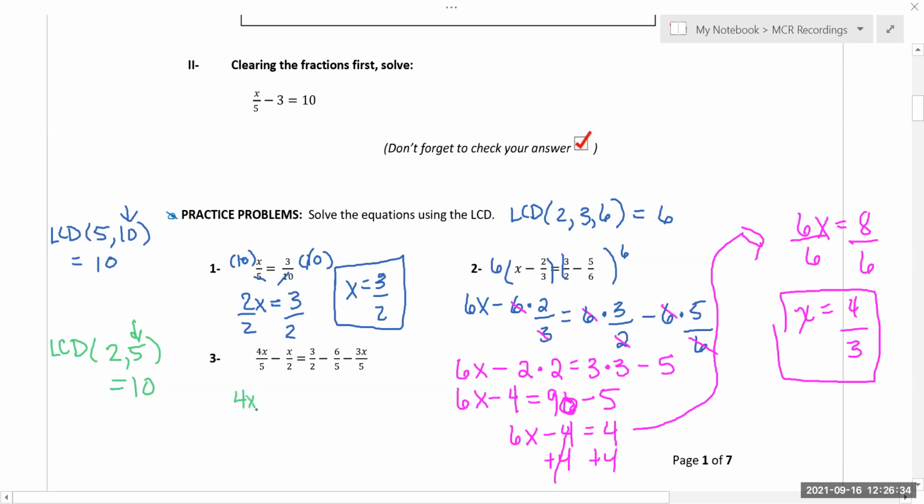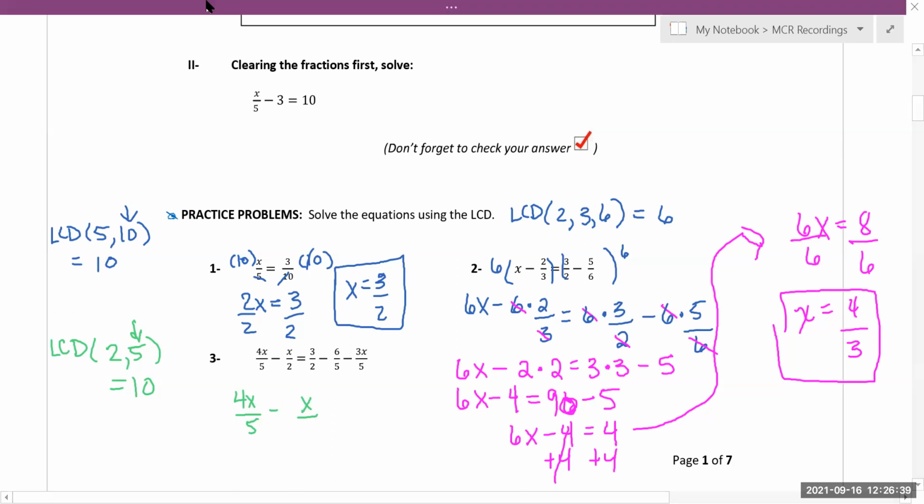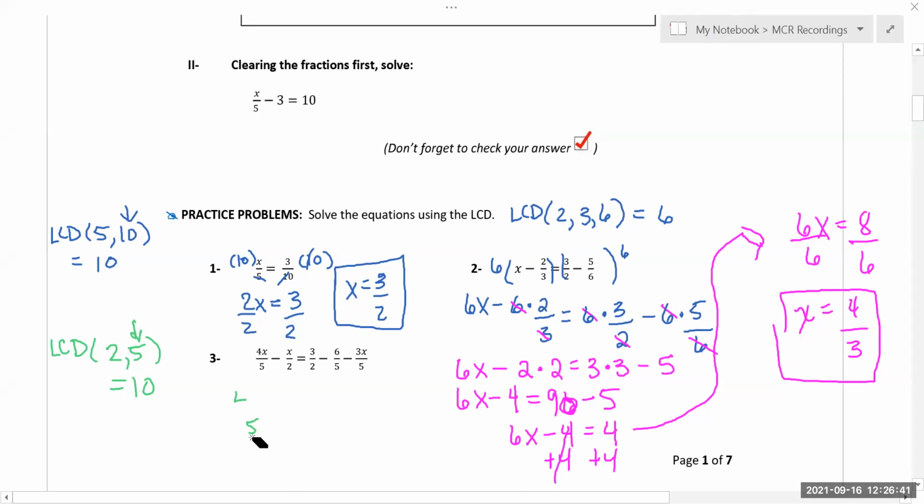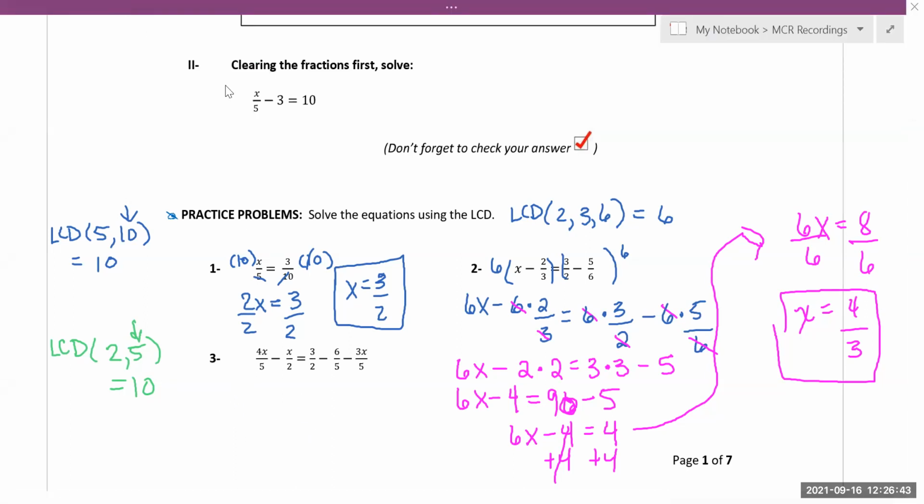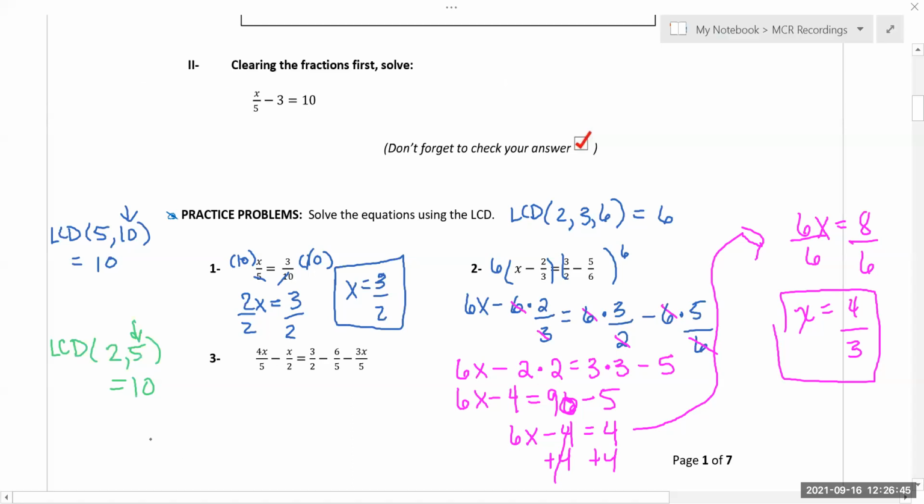So I'm going to have my 4x over 5 minus my, you know what, I might run out of room here. Okay, so I'm going to have my 4x over 5, and I'm leaving some room.